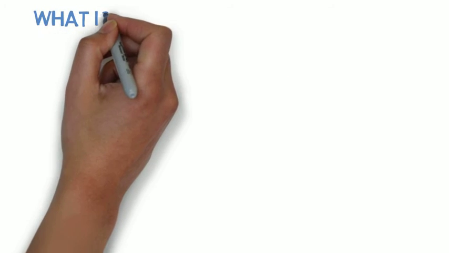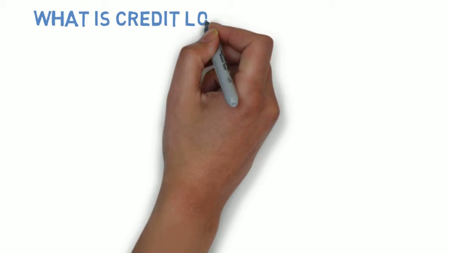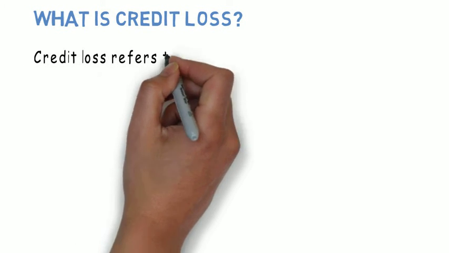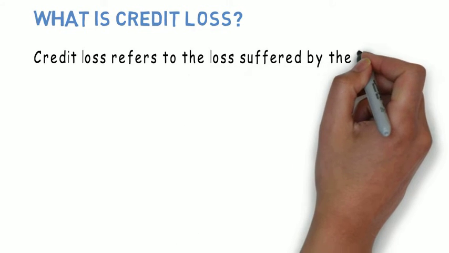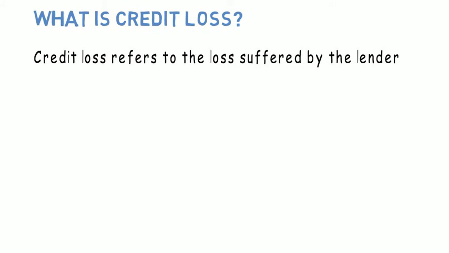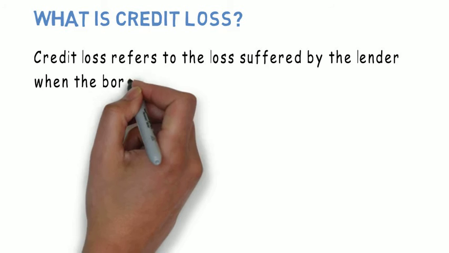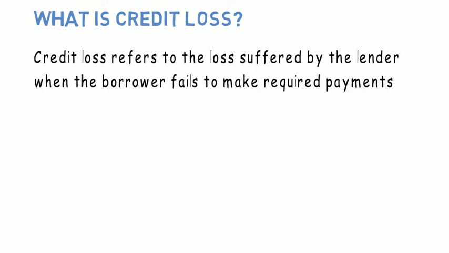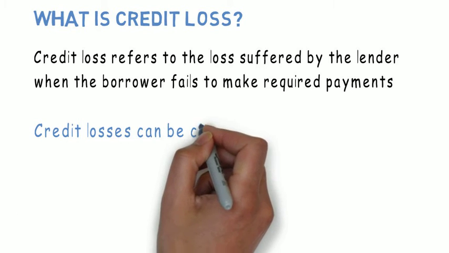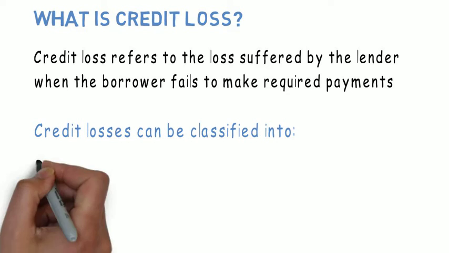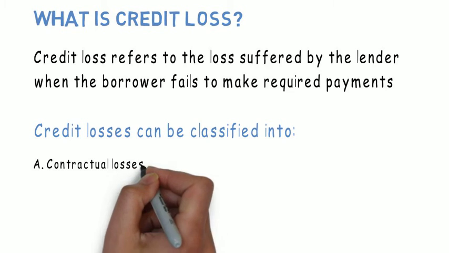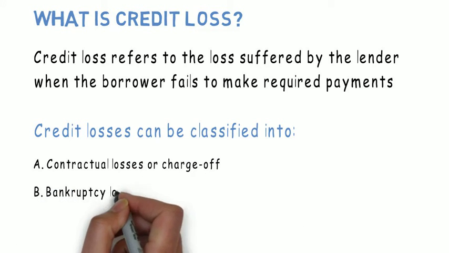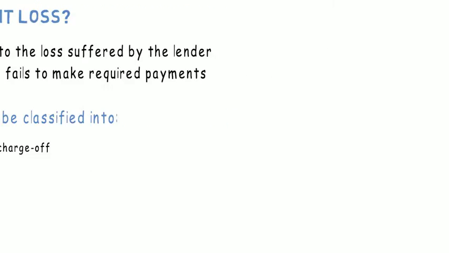Let's come back to the first question again. What is credit loss? Credit loss refers to the loss suffered by the lender, that is, the bank or the financial institution, when the borrower fails to make the required payment. Credit losses are typically classified into two types. First one is contractual losses or charge-offs. The second is bankruptcy losses. And we will discuss both of these in more detail in upcoming pages.